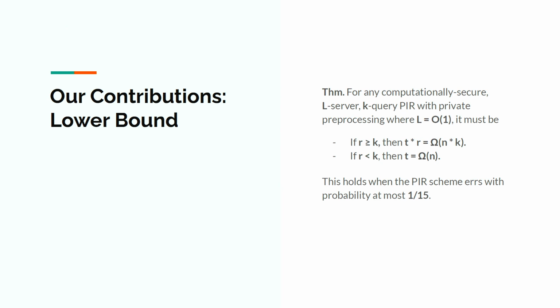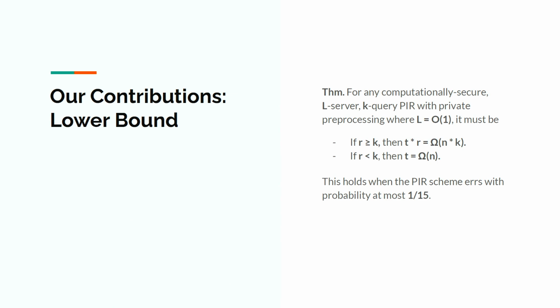So this dream doesn't hold, and in fact, the main contribution of this work is that we prove that for any computationally secure k-query PIR with private preprocessing, even for a constant number of non-colluding servers, it really must be that the product of T times R is Omega of n times k. Remember, for single query, we had that T times R is order n. But somehow, when you want to do k queries simultaneously, it becomes the same as just doing k of them in sequence, the trivial approach.